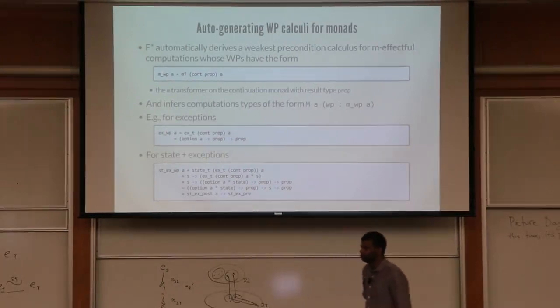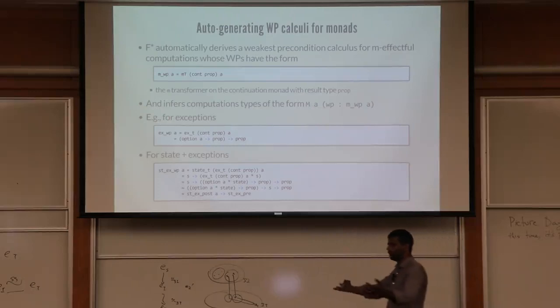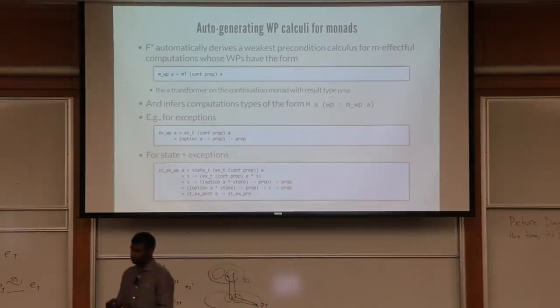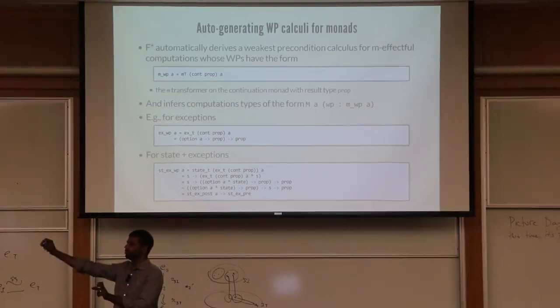You do get the combination. The way it works is that you can define a collection of effects, and then you can define morphisms or lifts between them. So I can say lift exception to state, or state to exception plus state. And then F-star is going to insert those lifts for you during type inference, so you don't have to write them by hand.